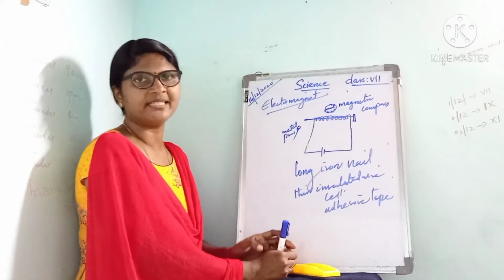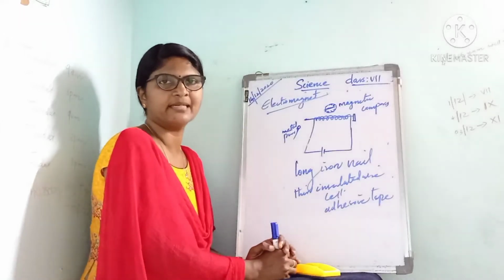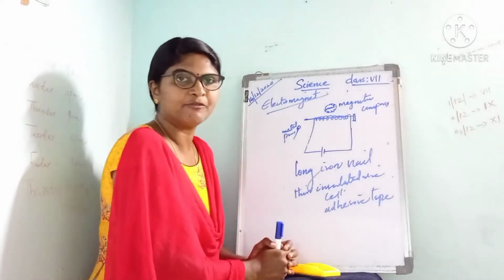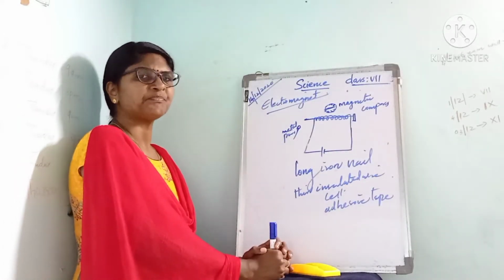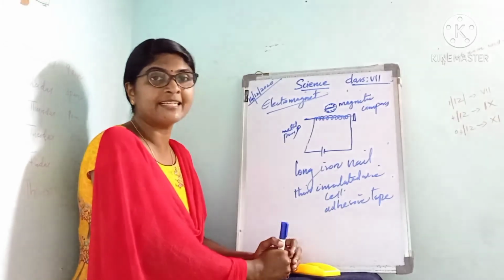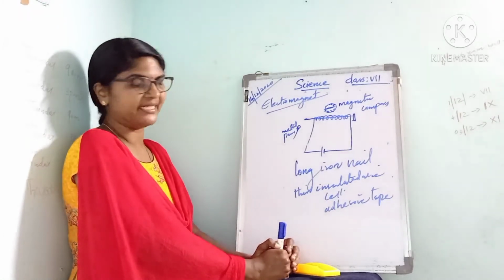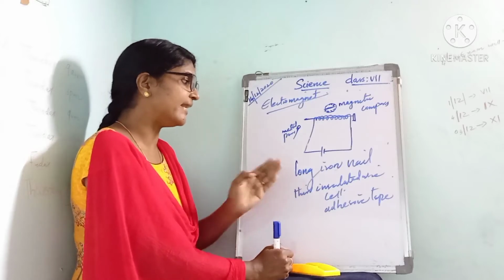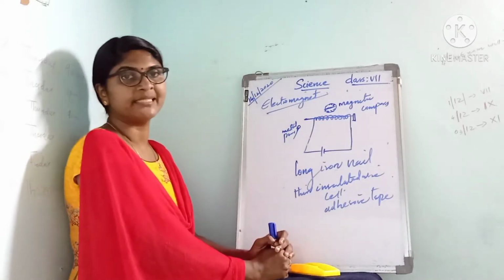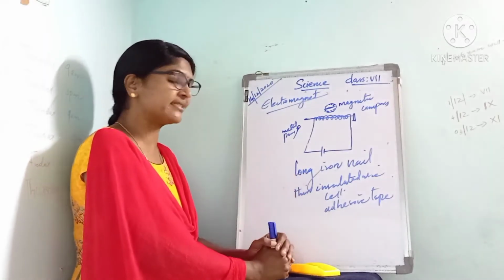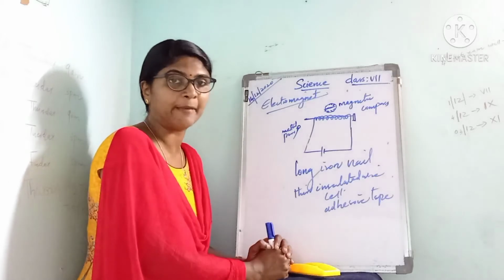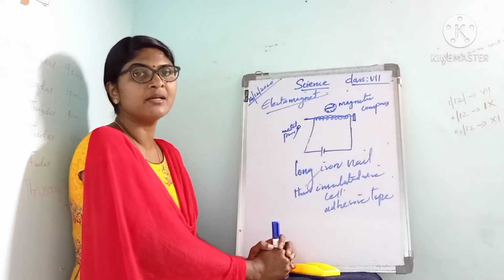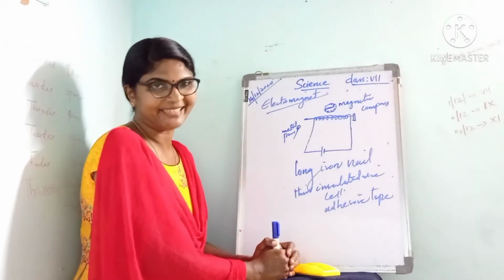Next we have an activity: how we can make an electromagnet. For that we have an activity. What are the things needed for doing that activity? Here we need a long iron nail, a thin insulated wire, an electric cell and an adhesive tape. These are the materials required for making an electromagnet.